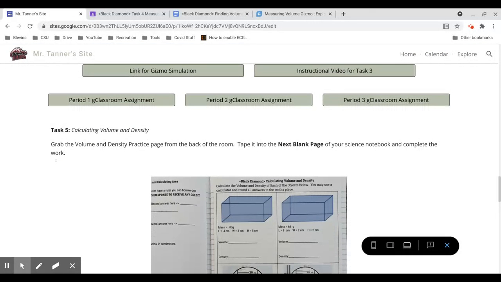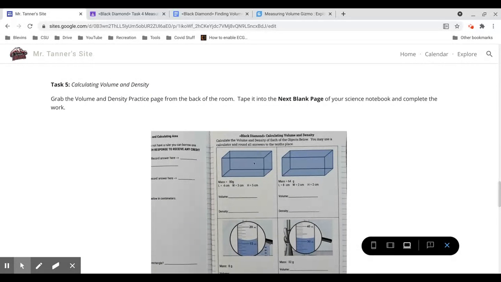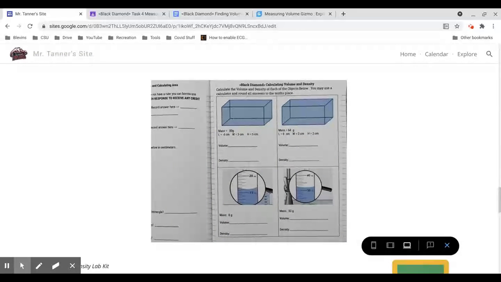Task number 5 is calculating volume and density. You're going to use this packet from your notebook. If you don't have it, you'll need to draw a rough picture of a cube with the measurements, including the mass, length, width, and height, and just write your volume on the next blank page. You can do this easily enough with just a rough picture in your answers.